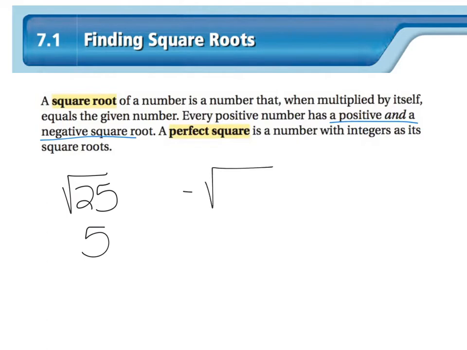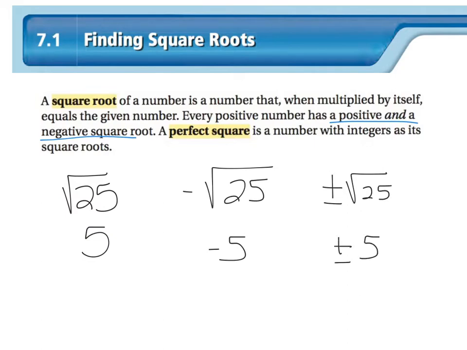Like I could take the negative square root of, let's say, 25. And that's going to give me negative 5. If I take the positive or negative, so positive and negative, or plus or minus, the square root of, let's say, 25, that means that's going to give me an answer of plus or minus 5. So we have other values other than just a positive square root.